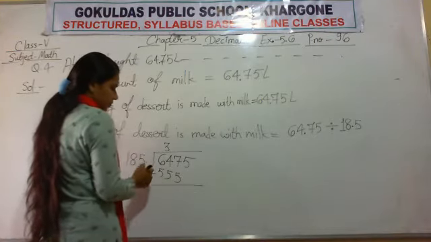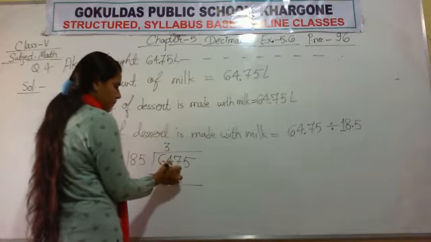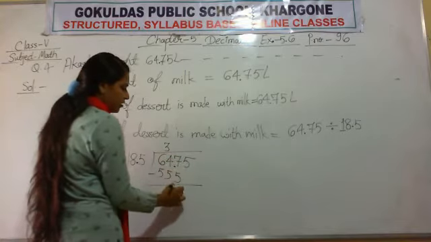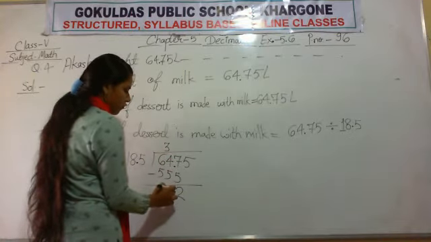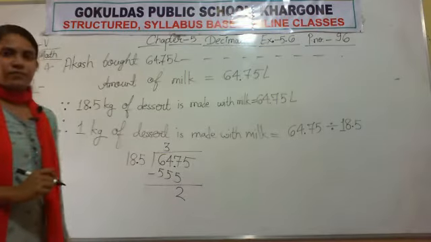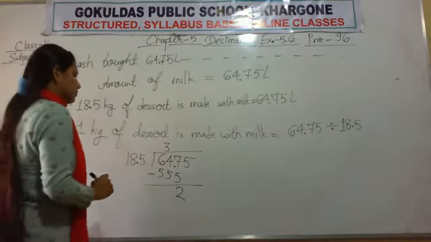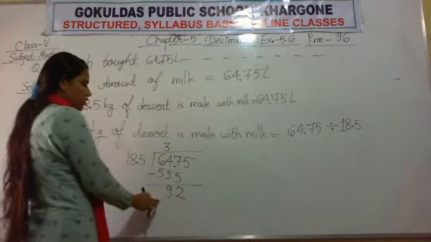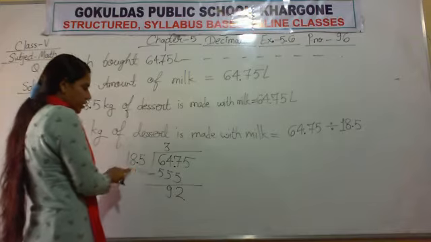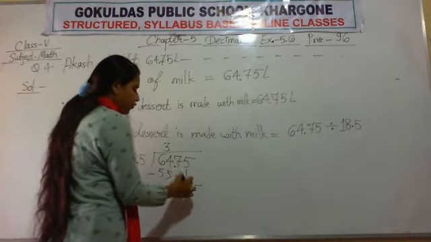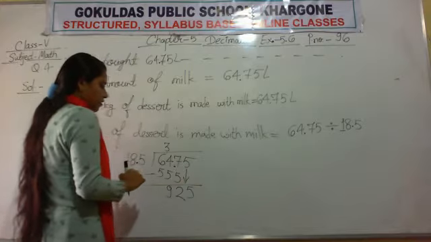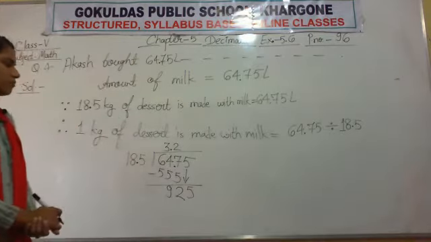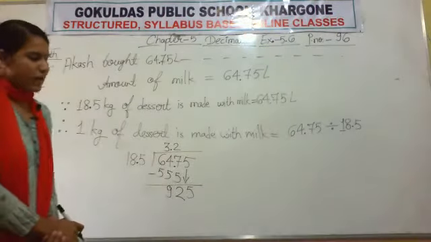Now subtract this. Subtract it from it, you get 2. 14 minus 5, how much? 9. Okay, now your number is 92, which is not divisible by 185, so we need to bring down 5 here. Now subtract. We can subtract in 5 times.